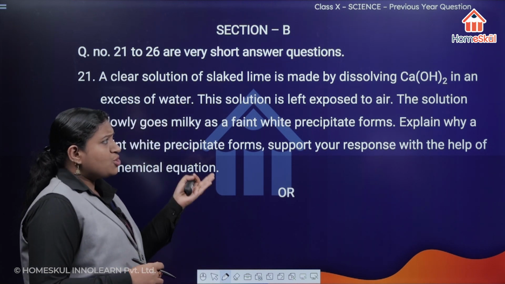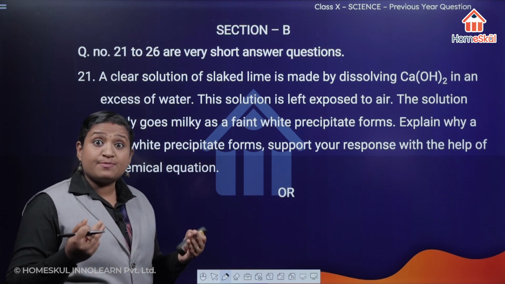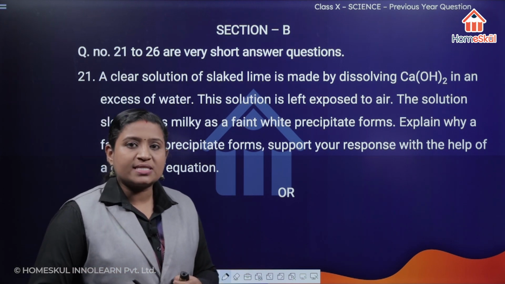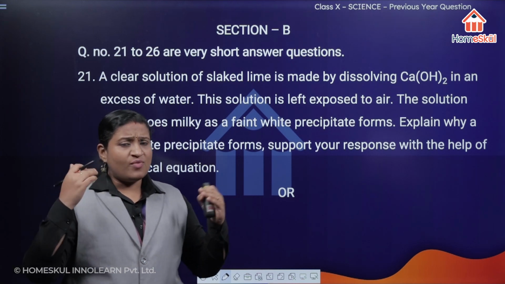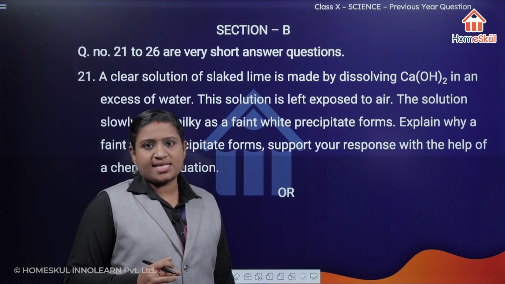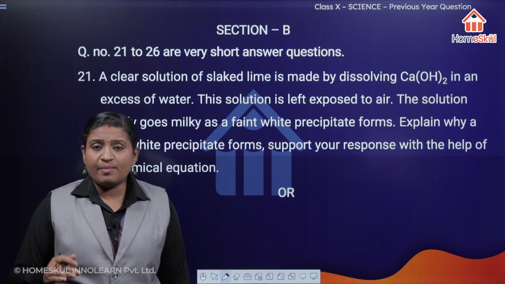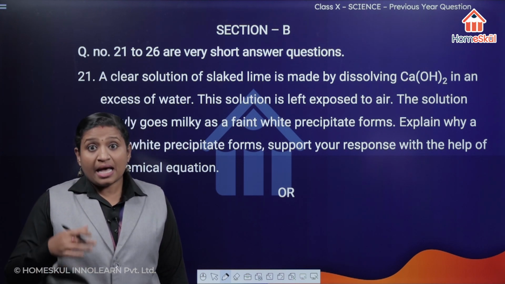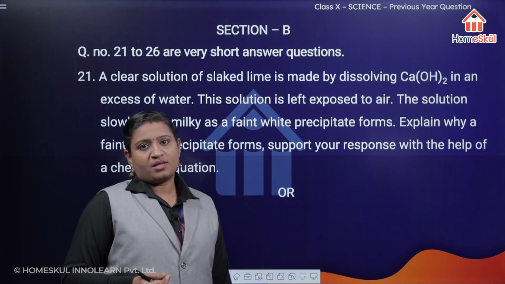Okay. So first you should know what happens to calcium hydroxide when it is exposed to air. That solution, when it is exposed to air, what is happening? It combines with carbon dioxide and forms calcium carbonate, and water will be given out. When calcium carbonate is formed, milkiness will be formed or a white precipitate will be formed.